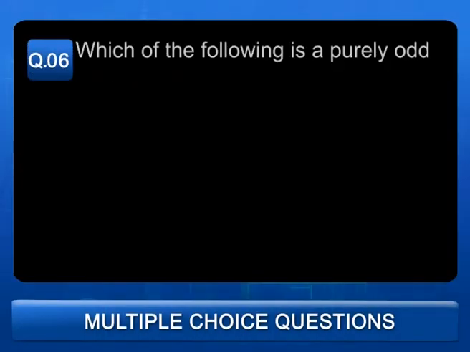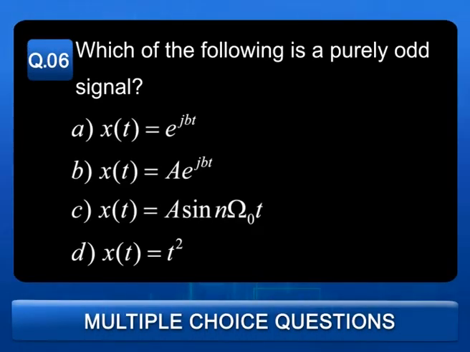Okay, let us look at the sixth question. What does the sixth question say? It says, which of the following is a purely odd signal? A, x of t is equal to e to the power of j bt. B, x of t is equal to a to the power of j bt. C, x of t is equal to a sine omega naught t. And D, x of t is equal to t square.